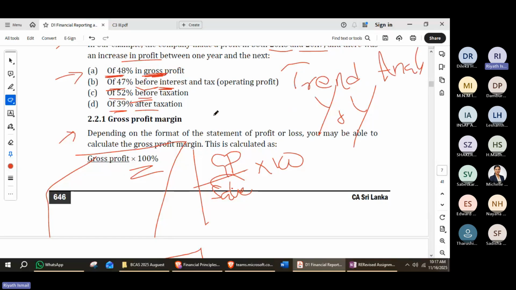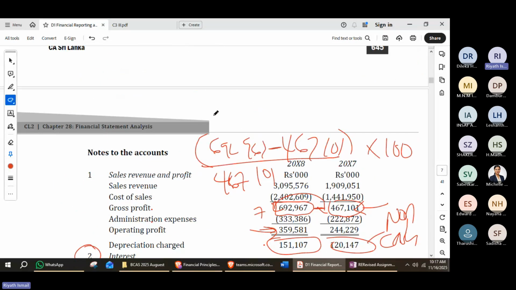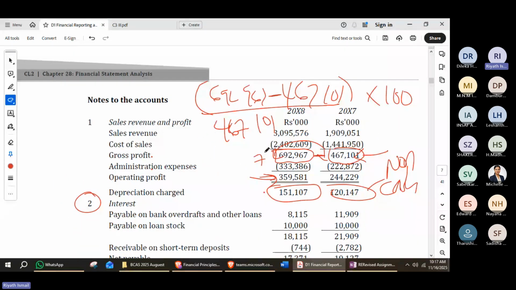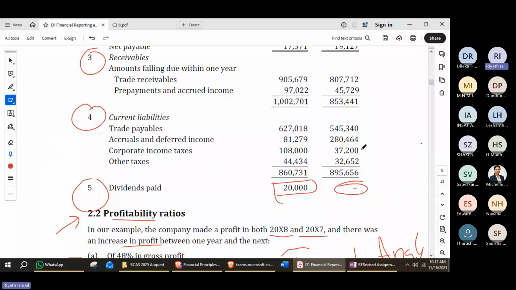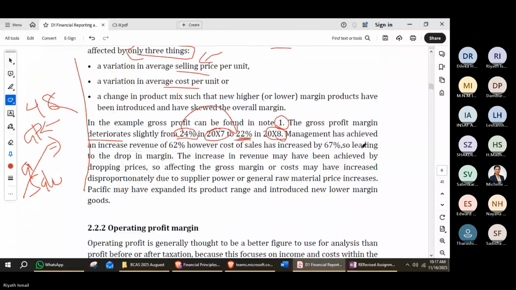We have very limited time to discuss the rest of the things, right? Here, how do you calculate gross profit margin? Gross profit 692 over sales value 3095. Likewise, we have to calculate this. Then you can find this year 22%, and last year 24%, right? In that way, you can calculate. So now we need the reason.